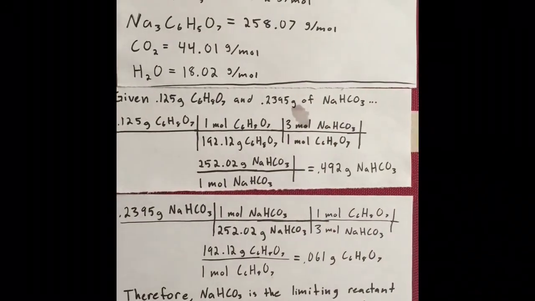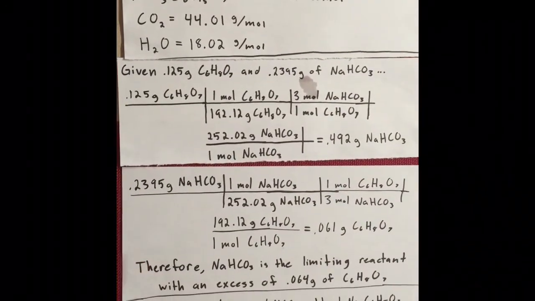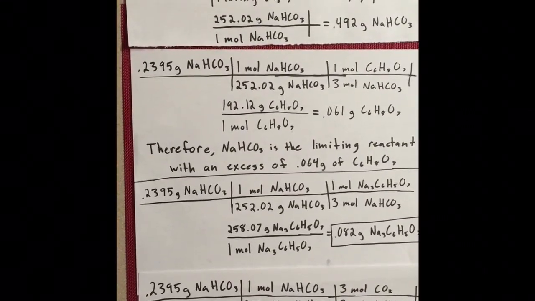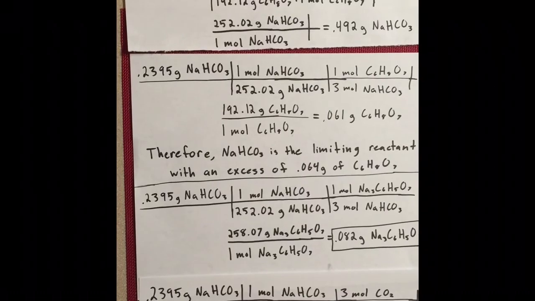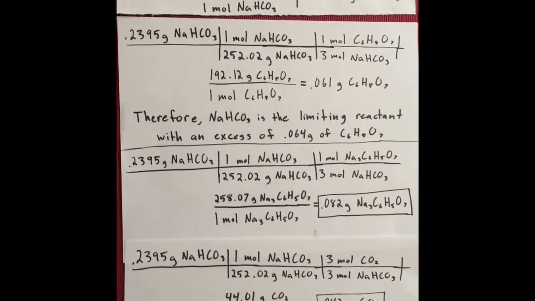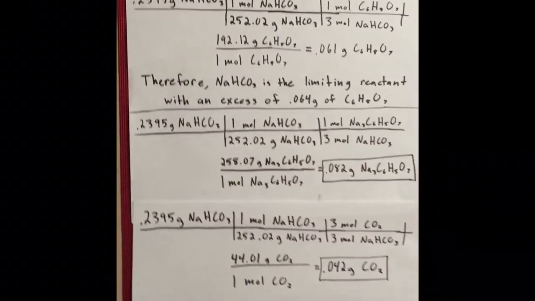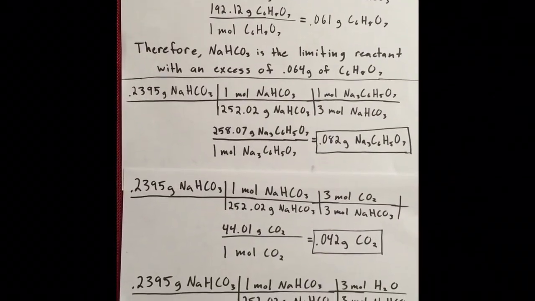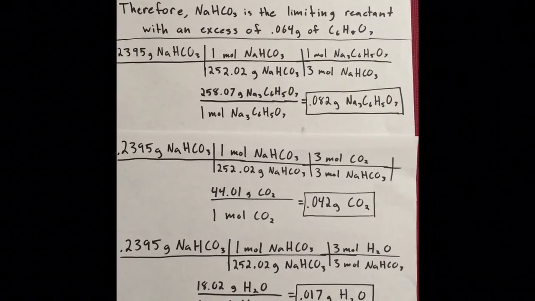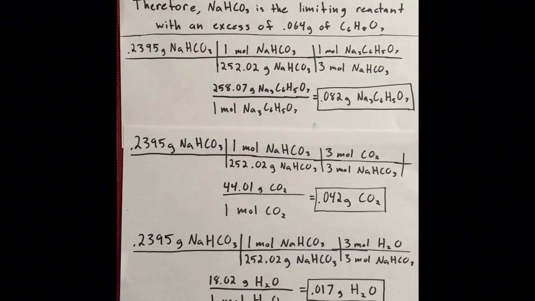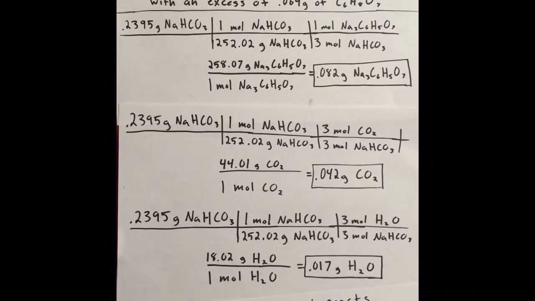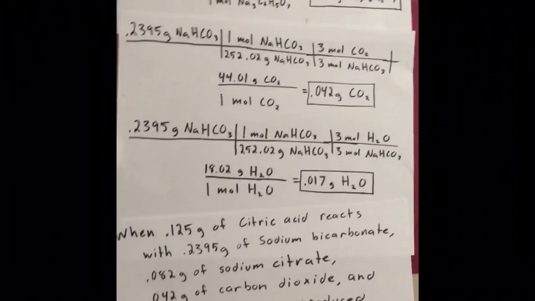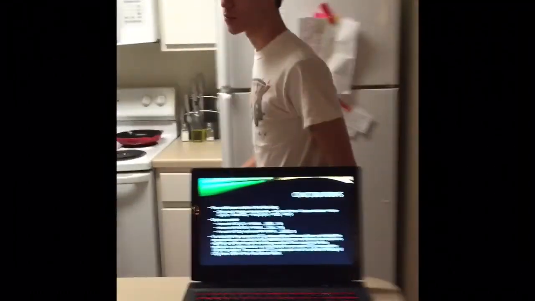And I found the molar mass of each. And I did some calculations with simple stoichiometry, and I found the limiting reactant is citric acid. Oh, I'm sorry. The limiting reactant is sodium bicarbonate with an excess of citric acid. And keep in mind, all these calculations are with 1/8 of a tab of Alka-seltzer. And through the reaction, we have 0.082 grams of sodium citrate, 0.042 grams of carbon dioxide, and 0.017 grams of water produced. And with that, we can finally do the actual experiment.